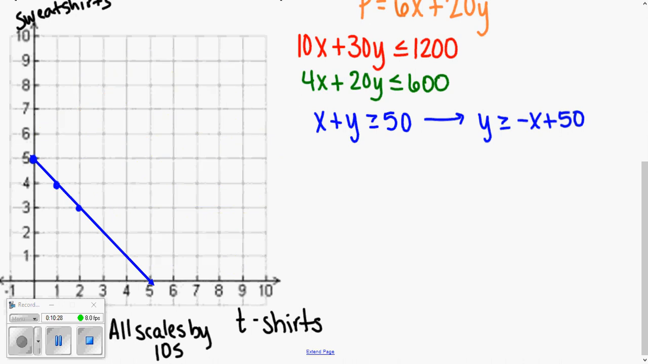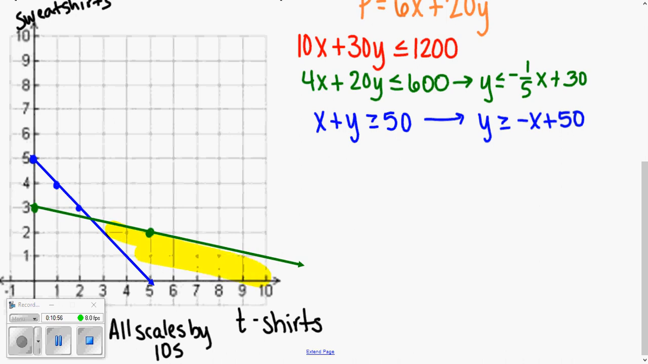The next inequality I'll do is the green one. Take a second, pause the video, and solve that for y. You should have gotten y is less than or equal to negative 1/5 x plus 30. That's a line that crosses at 3, because we're going by tens, go down 1 and over 5. And for this green one, I want to be below. So now we're really kind of odd. We're below the green line, but above the blue. So our feasible region is in a position that we're not used to being in.